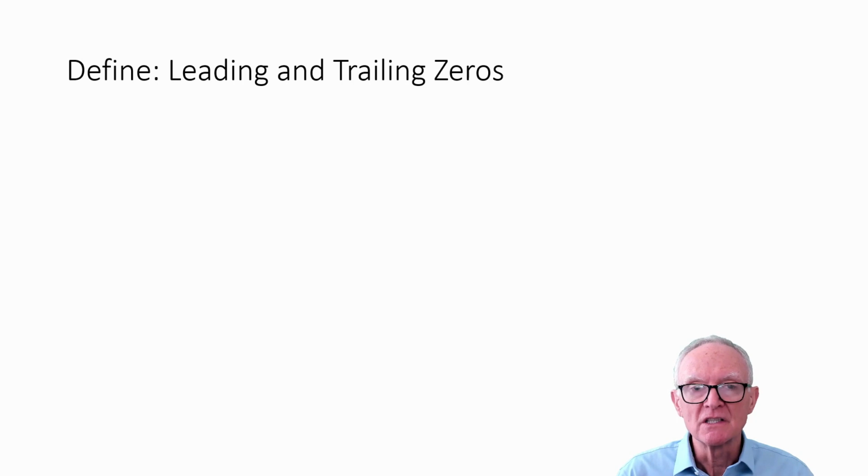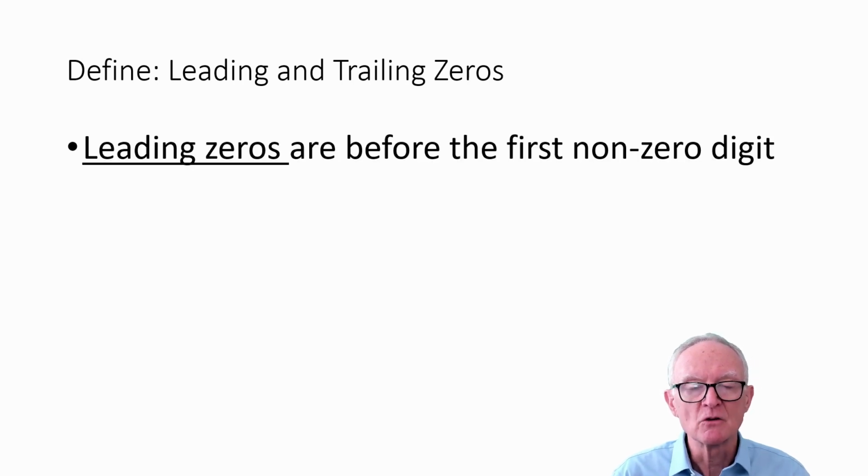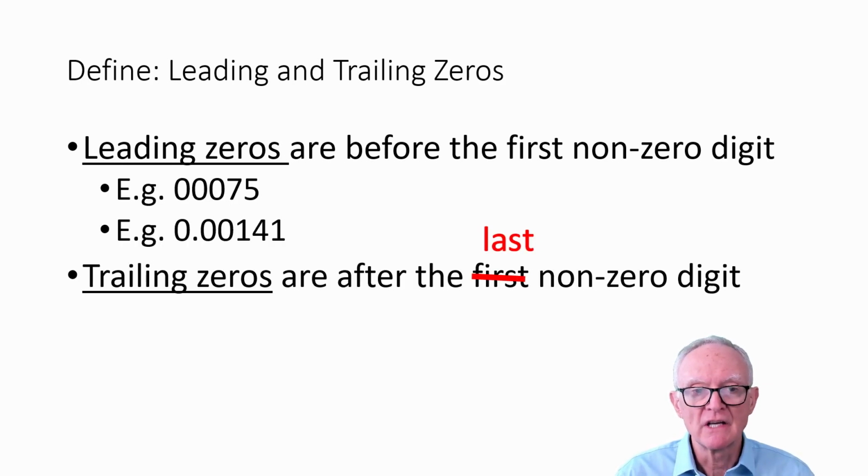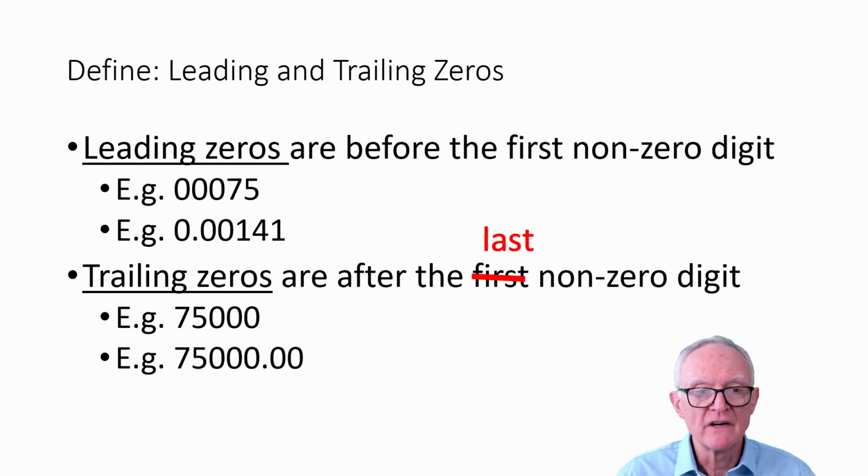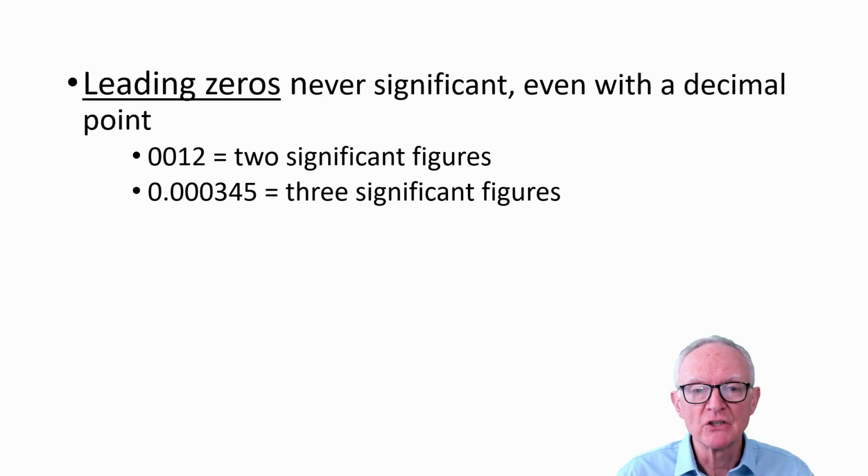Before our next question, let's define leading and trailing zeros. Leading zeros are before the first non-zero digit. Trailing zeros, on the other hand, are after the first non-zero digit. So could it be 75000 or 7500.00? What are the rules? Leading zeros are never significant, even with a decimal point. So if we happen to write 0012, we normally would write it just 12. There are only 2 significant figures. Leading zeros are not significant.